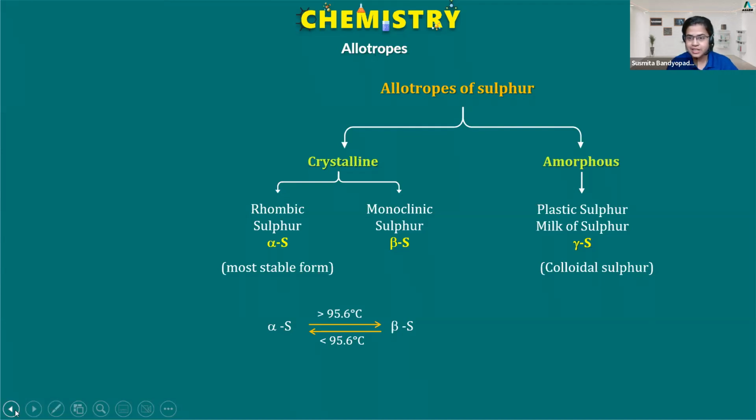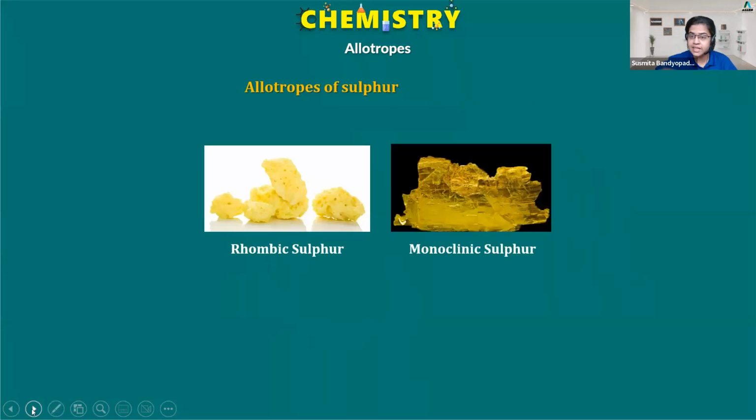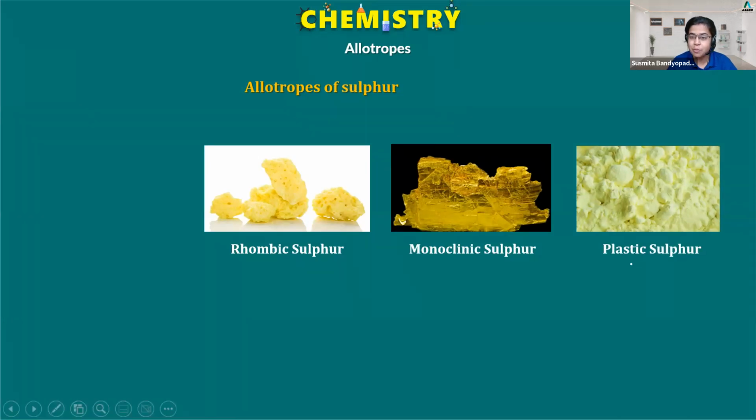I would like to definitely discuss certain questions with you, but let's first complete the P block at least. On the second session, maybe I can ask you a few more things. So you have rhombic sulfur, monoclinic sulfur, and this is plastic sulfur or amorphous powder. These two are the crystalline forms. Thermodynamically, rhombic sulfur is more stable.